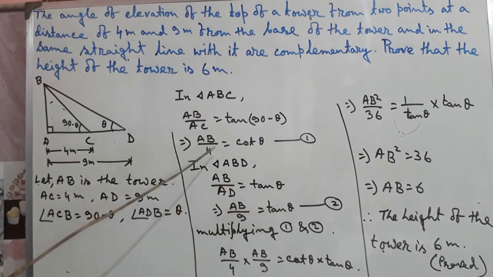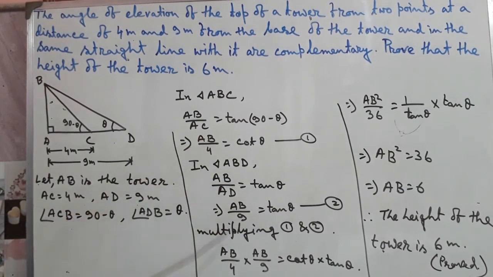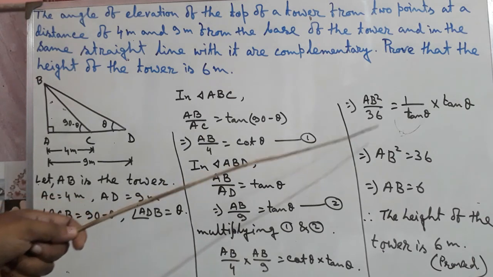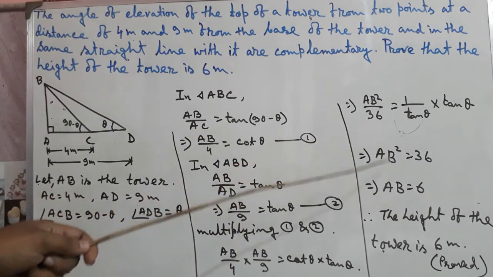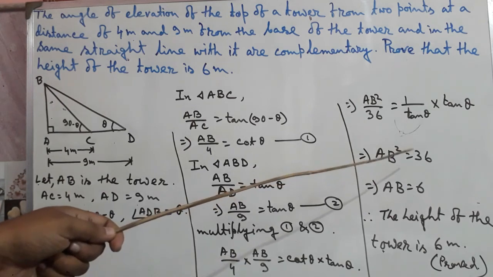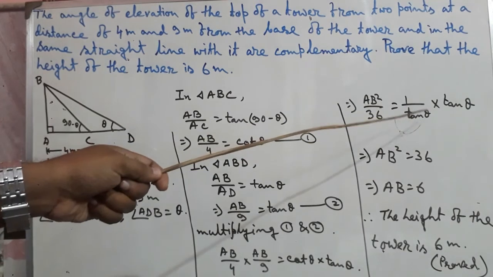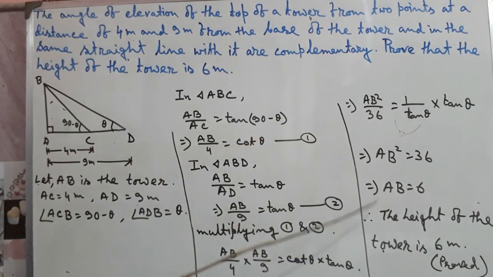Now multiplying 1 and 2, AB by 4 into AB by 9 is equal to tan theta into cot theta. We know cot theta is equal to 1 by tan theta. Then by cross multiplying we will get AB square is equal to 36, and in this line you see tan theta is eliminated. So taking the square root on both sides, AB is equal to 6. That is, the height of the tower is 6 meter.